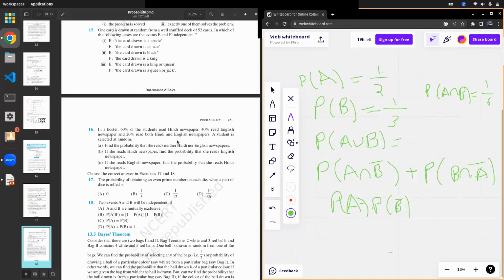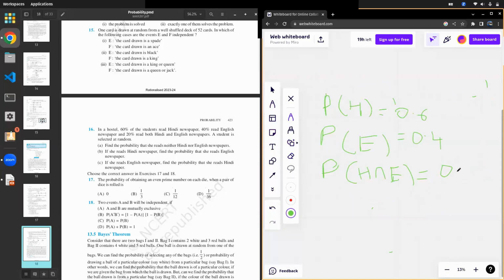In a hostel, 60% of the students read a Hindi newspaper, 40% read an English newspaper, and 20% read both Hindi and English newspapers. A student is selected at random. Find the probability that she reads neither Hindi nor English newspaper. First, we define the events. The first question: we have to find the probability of neither Hindi nor English.